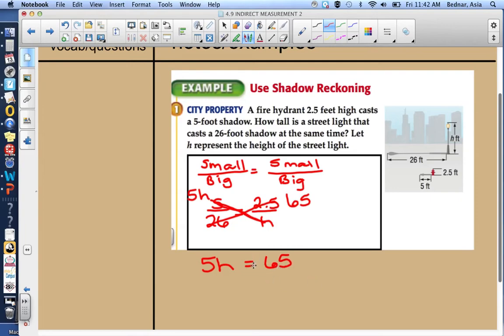Remember, it's important to show all your work or you will not receive credit for these problems. Showing your work means setting up the equation after you set up your proportion and solving it using inverse operations. So now I'm going to divide these two, and I'm going to find out that h equals 13. So the height of this lamp pole is 13, and again we're going to go back to our units. I should have written that in here first. I apologize. 13 feet.